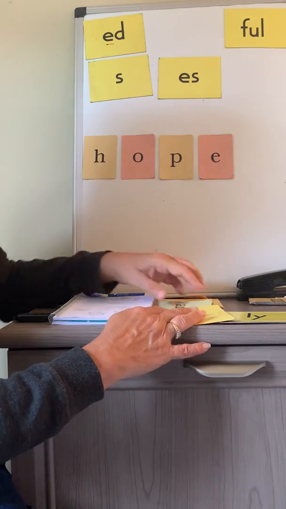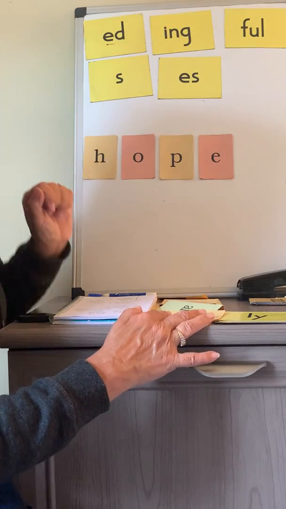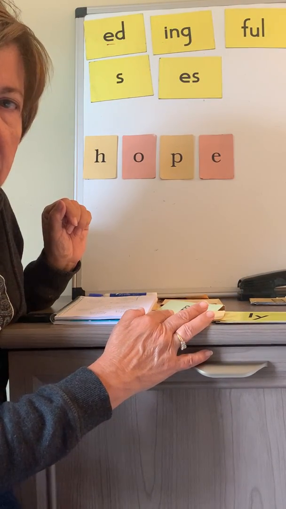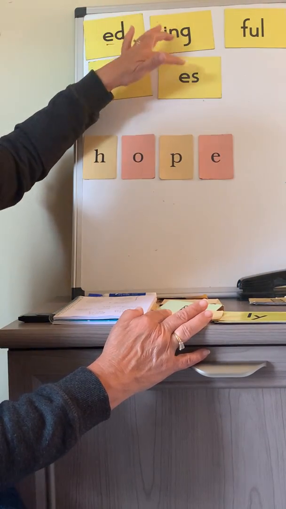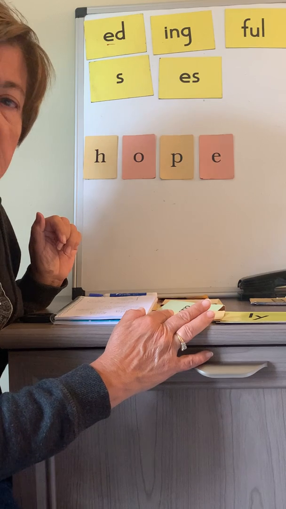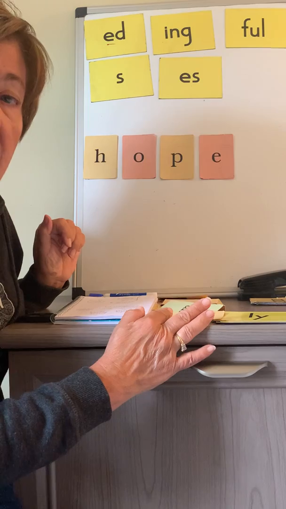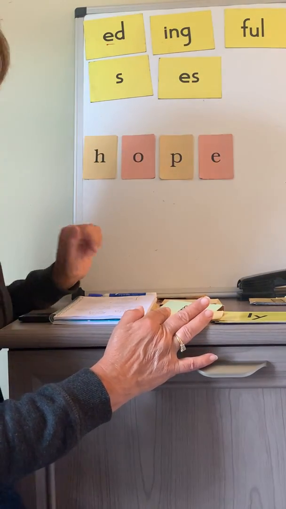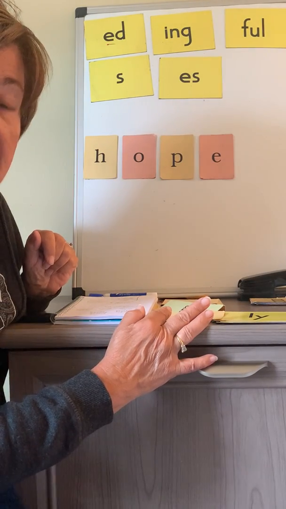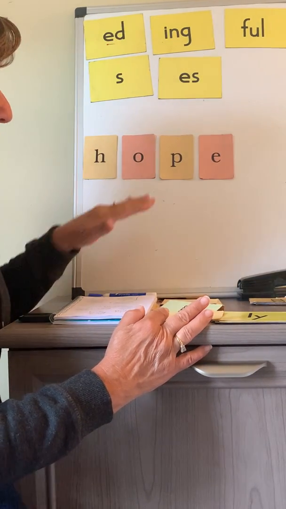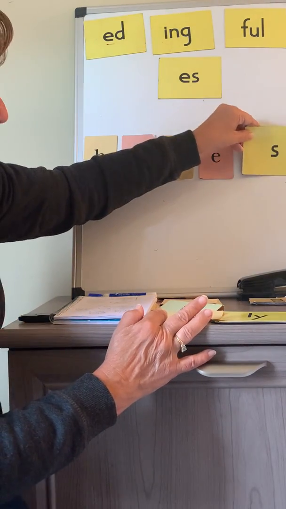Now, we've also talked about the fact that there are two kinds of suffixes. There are vowel suffixes, suffixes that start with vowels like ed, ing, and es. But there's also consonant suffixes, suffixes that start with a consonant like s or ful. Now, words that have consonant suffixes, I don't have to do a thing to this base word. If I want to make the word hopes, I just add the s.